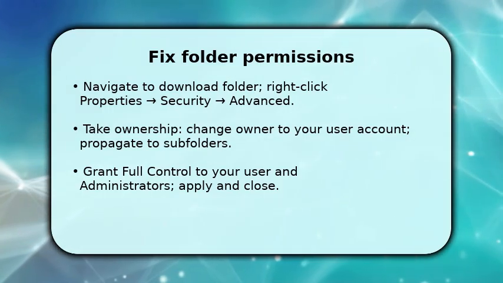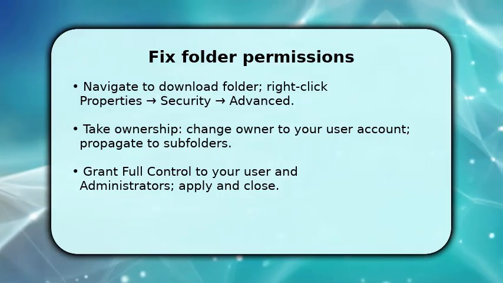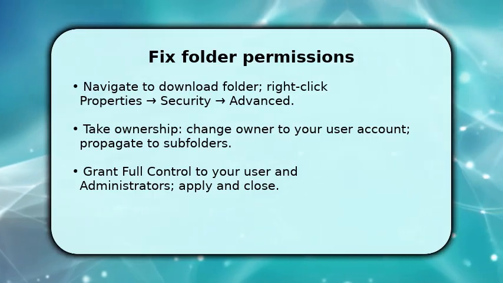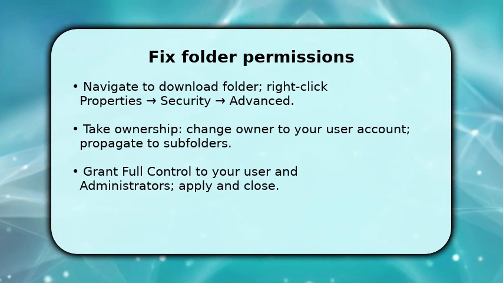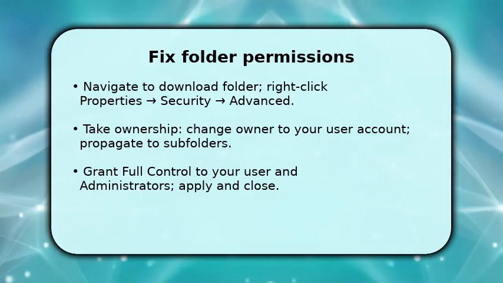After ownership, grant full control permissions to your user account and the administrators group, then apply changes so every file inherits them. Once permissions propagate, restart uTorrent as administrator and try to move or resume a torrent to confirm write access is restored. Finish by addressing other blockers.